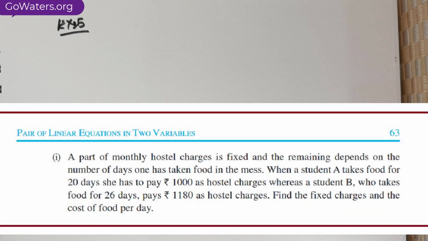A part of monthly hostel charges is fixed and the remaining depends on the number of days one has taken food in the mess. When a student A takes food for 20 days, the payment that she has to make is 1,000 rupees as the total hostel charges. Whereas a student B, who takes food for 26 days, has to pay rupees 1180 as hostel charges. Now they are asking us to find the fixed charge and the cost of food per day.